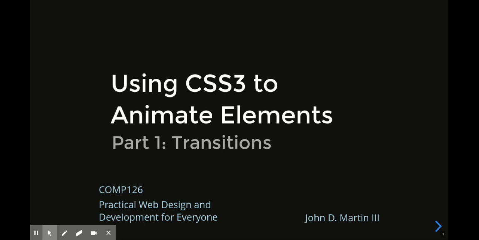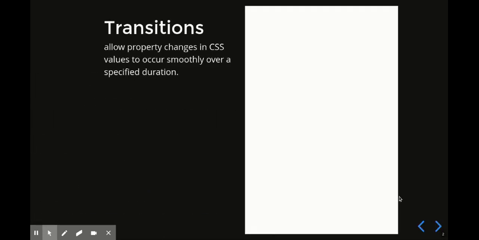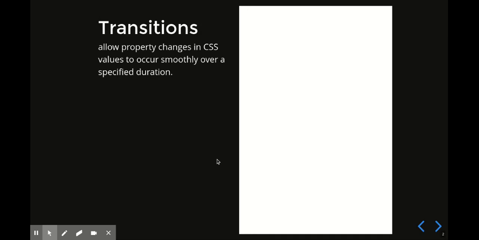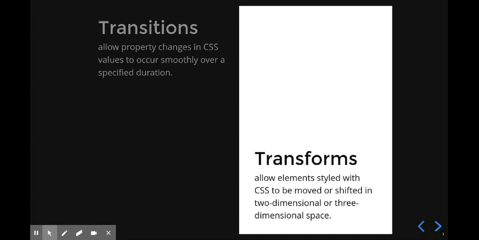This lecture is going to focus primarily on transitions, which let you change different CSS properties to alter the way that an element looks on screen over some duration of time. These can be combined with transforms, which let us move or shift things around visually in either 2 or 3 dimensions, a virtual 3-dimensional space anyway. And we'll be talking about that in the next lecture in this little series.